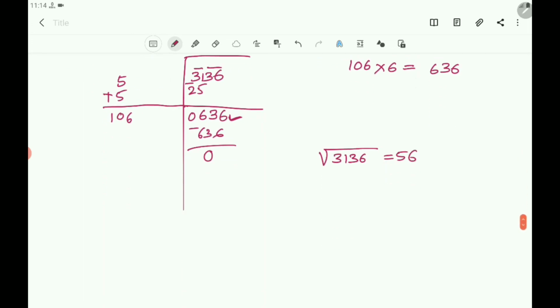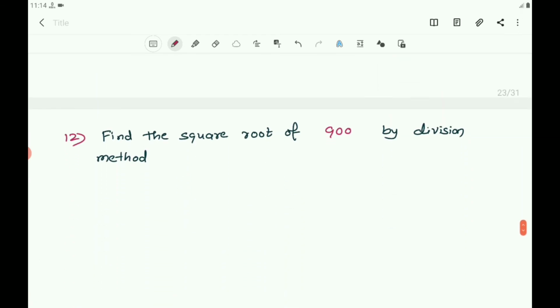Then you take the next one, that is the 12th one. Find the square root of 900 by division method. Here 900 has 3 digits, so its square root has 2 digits. Now you take that 900 and make groups of 2 digits. Put the bar over 0 0 as one group, and 9 under the other bar, and only one digit is in the first group.